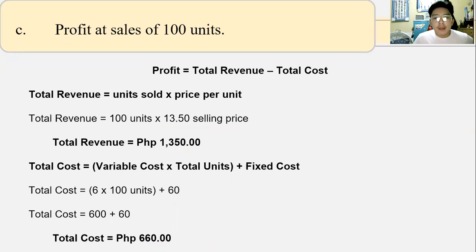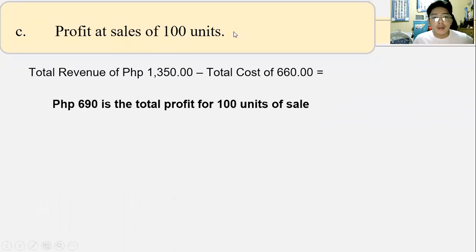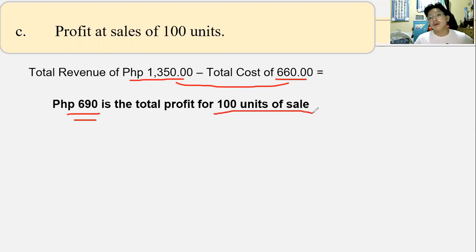And then what is the total profit? Total revenue of 1,350 pesos minus total cost of 660 pesos would give us a profit of 690. So 1,350 is the revenue, total cost is 660, and we're just going to subtract these two, and then we will arrive at this value. 690 pesos is the profit that we're going to get if we are able to sell 100 units of products.